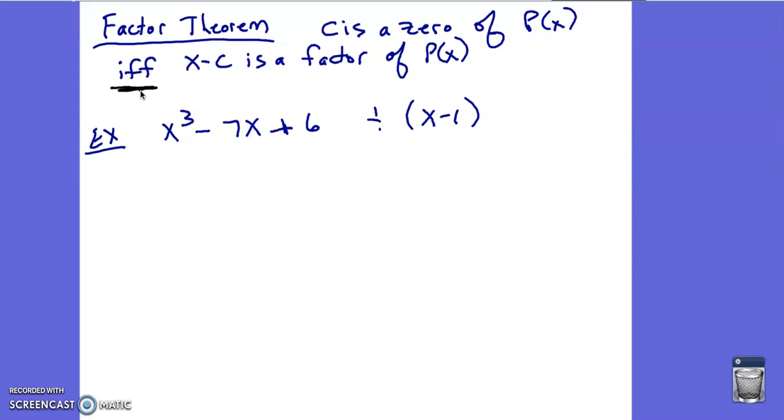So let's look at an example here. So here I have x cubed. We're not ready to do long division, but let's go ahead and use synthetic division. So 1, and then notice there is no x squared.